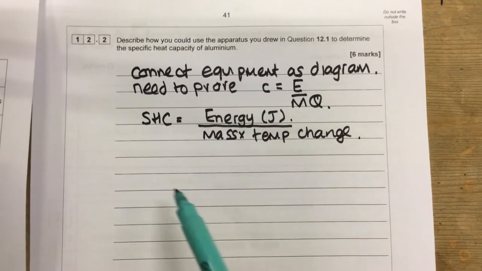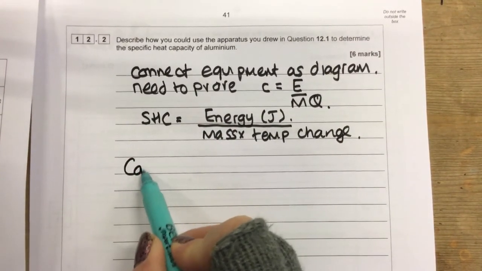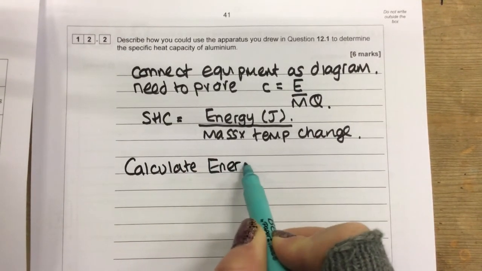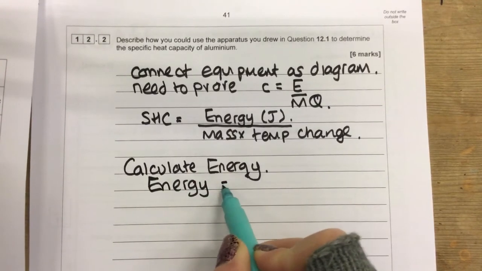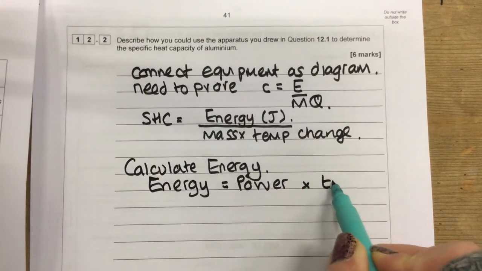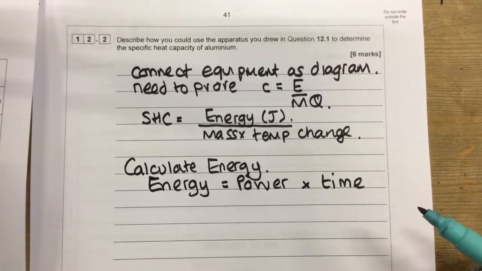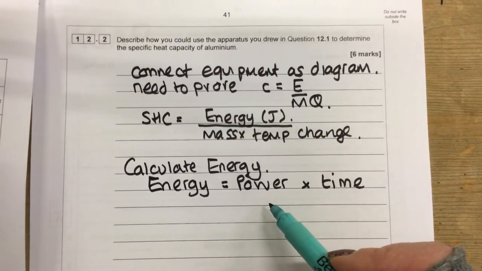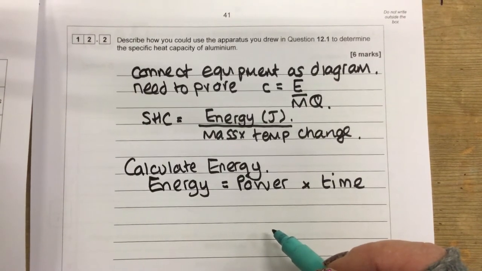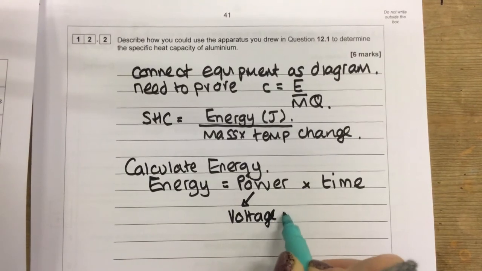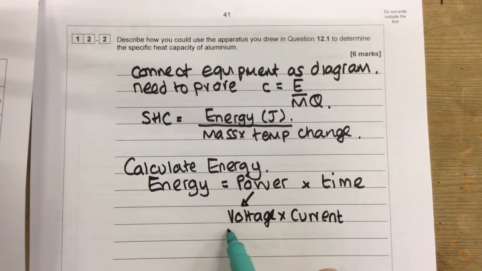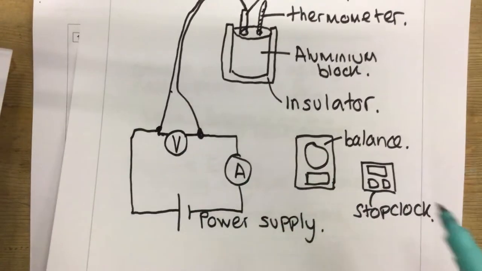So the next thing I need to do is calculate the energy. Energy is power times time. I don't know the power of my heater. I know the voltage and the current. So to get the power, it is, okay. So back to my beautiful circuit diagram. I know the voltage, I know the current, and I know the time.